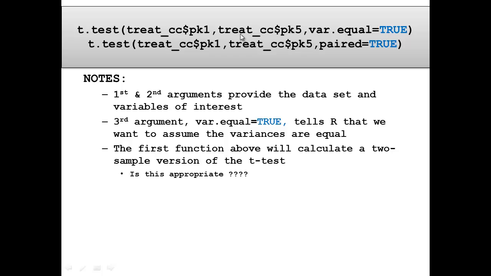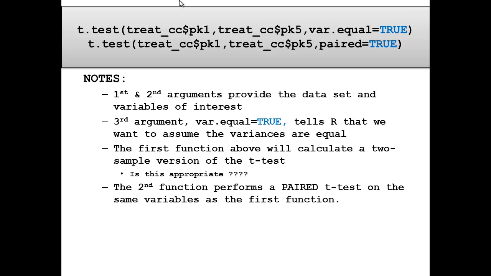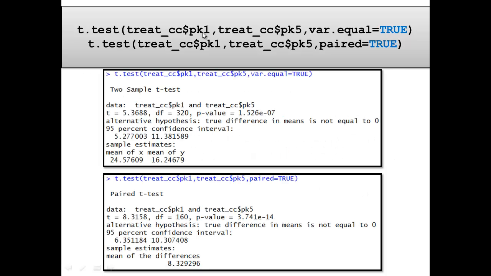So the question of interest is, is a two-sample version of the t-test and confidence interval appropriate when you're looking at the same subjects over time within groups? Does that violate any of the assumptions that we've talked about for the confidence interval? And the second function performs a paired t-test and corresponding confidence interval that we'll talk about.